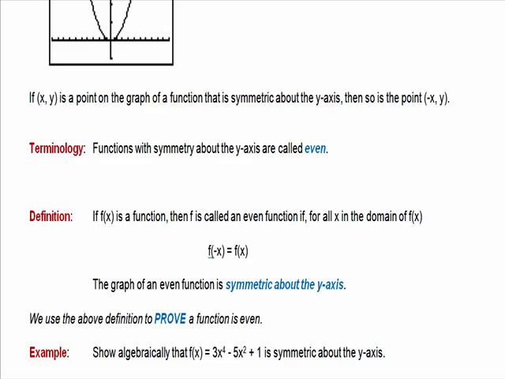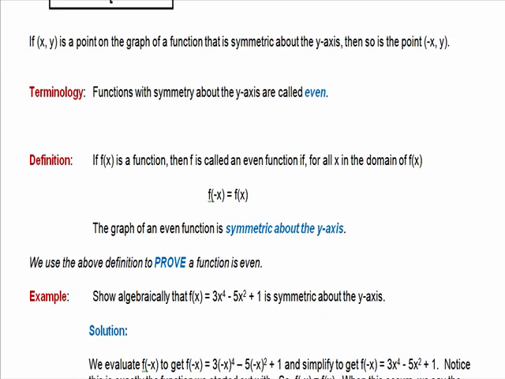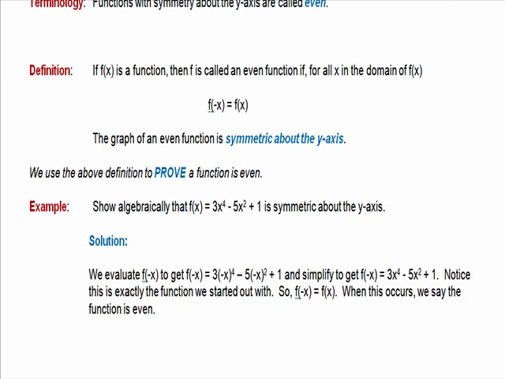This really says exactly what we said up above, when we said if (x, y) is on the graph, (negative x, y) is on the graph. But from a function sense, it actually says if I computed f at x and I computed f at the negative of x, every single time I should get the same y value. So the graph of an even function, remember, is then symmetric about the y-axis. We actually use this above definition to prove a function's even. So let's take a look at an example here.